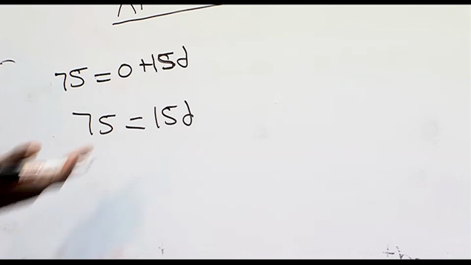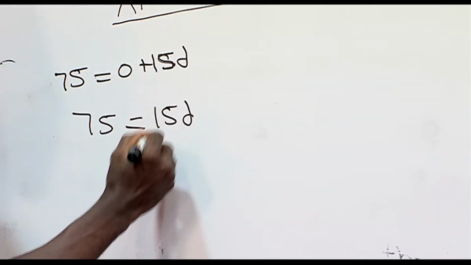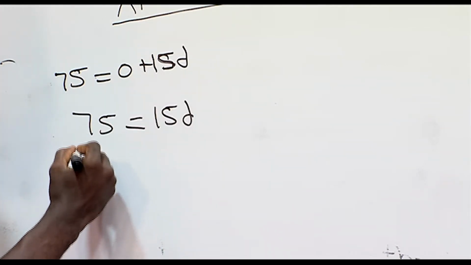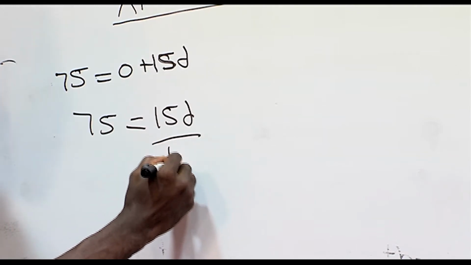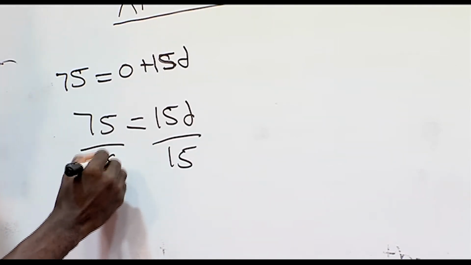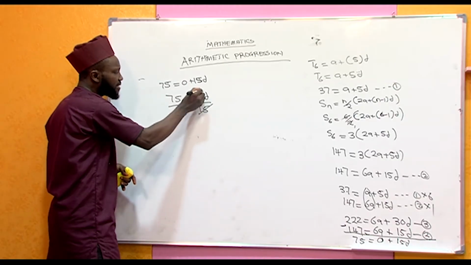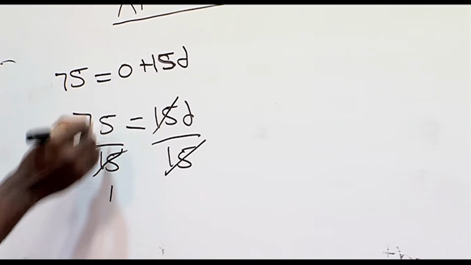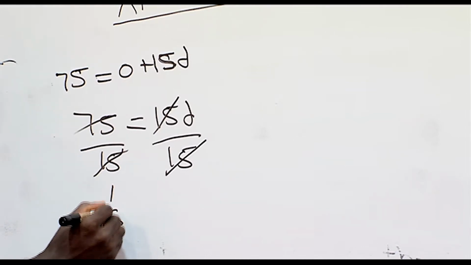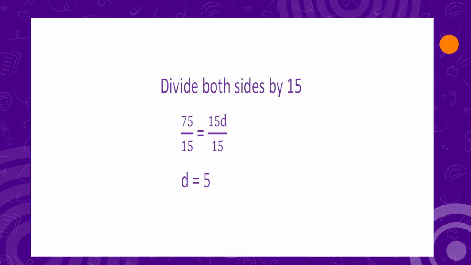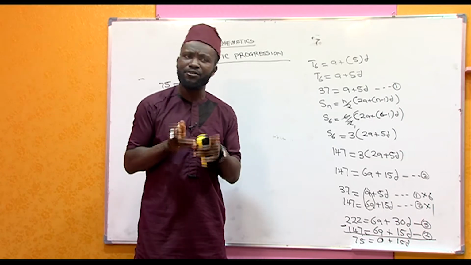But remember, we are looking for D. So we divide both sides by 15. I will have 15D divided by 15, and I divide 75 by 15 too. At the end, the 15s cancel, and 75 divided by 15 is going to give me 5. So my D, which means my common difference, is equal to 5.